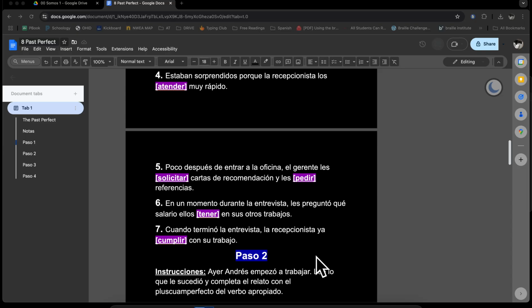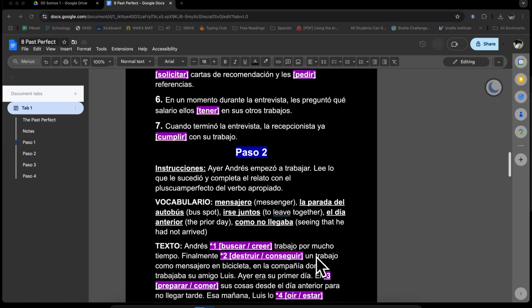recepcionista ya cumplir con su trabajo. It's trying to say the receptionist had fulfilled her job. So we're going to take cumplir and we're going to conjugate it as había cumplido. La recepcionista ya había cumplido con su trabajo.